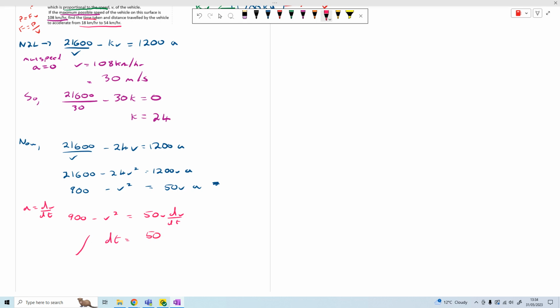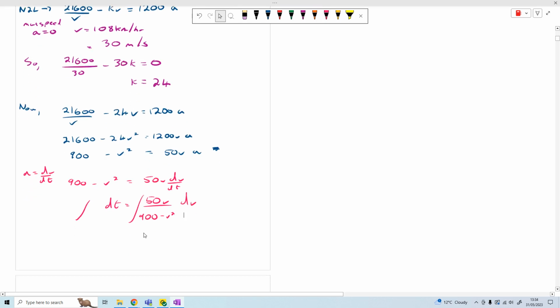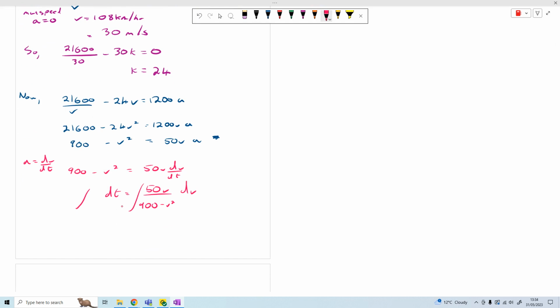I'm going to have 50v over 900 minus v squared. I'm going to integrate this side. Okay. Now, left-hand side, nice and easy. Right-hand side actually looks a lot easier than I think it looks at the beginning. Okay. Now, we leave this 50v, don't we? Always leave what's on top.